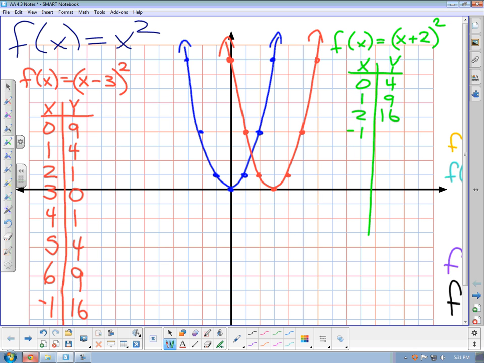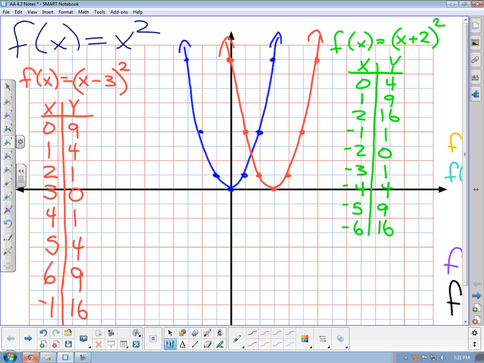A negative 1 would be 1 squared, which is 1. A negative 2 would be 0 squared, which is 0. A negative 3 would be a negative 1 squared, which is 1. A negative 4 is a negative 2 squared, which is 4. A negative 5 is negative 3 squared, which is 9. And a negative 6 is going to be 16 because that's a negative 4 squared. Don't need to go any further because we're off the chart again.